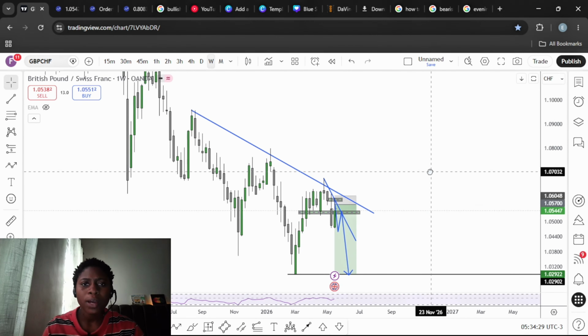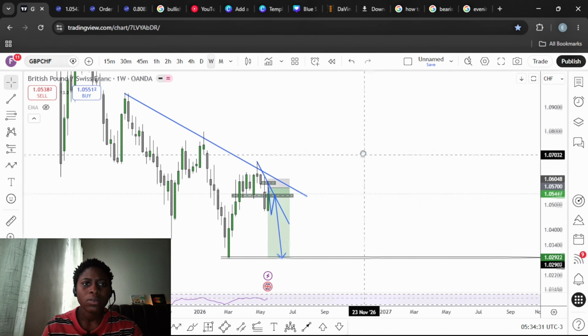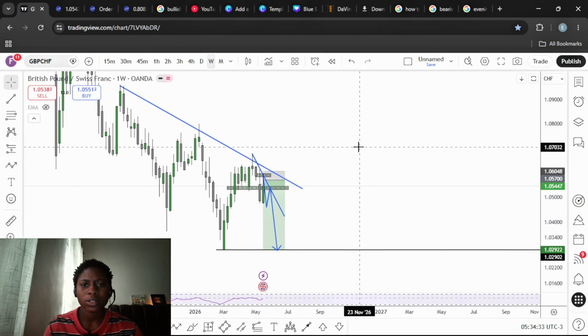All right, for you to be able to understand the market structure, you need to understand that the market has three phases. It's going to go up, down, or it's going to range. So this is what an uptrend looks like.